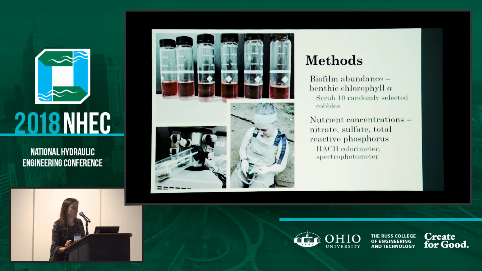I measure biofilm abundance using benthic chlorophyll A. So we basically sample a riffle if it's present. If it's not present, then we have a designated area of the stream that we take 10 rocks out of. And you use an O-ring to scrub a 25 square centimeter area of algae off of that into a composite sample for each site. They're frozen until I can analyze them in bulk, and then they're freeze-dried for 2 days and analyzed using a fluorometer.